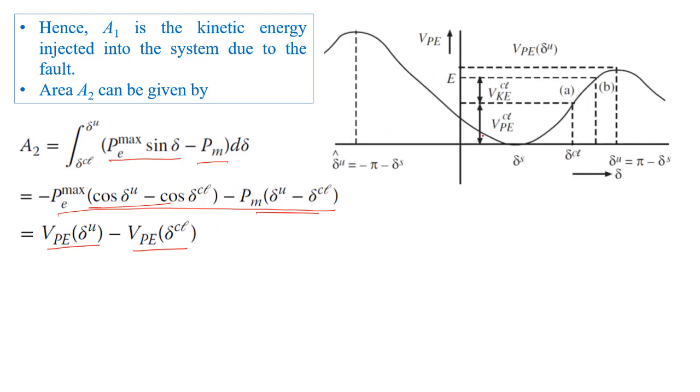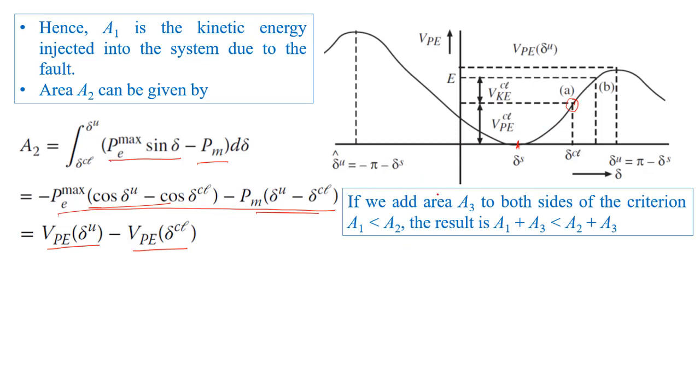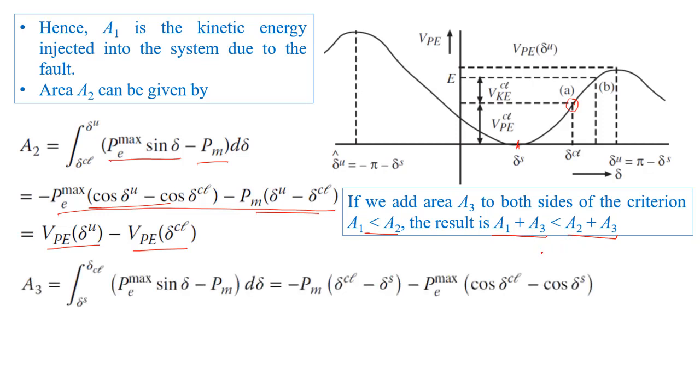Now this is the potential energy curve we already discussed in the last class. At delta S, the value of the energy function is 0, and it gradually increases as soon as the fault is cleared. The system becomes conservative, the energy is conserved, and energy remains constant after delta CL. So if we add area A3 to both sides of the stability criterion, that is A1 less than A2, the result will be A1 plus A3 is less than A2 plus A3.